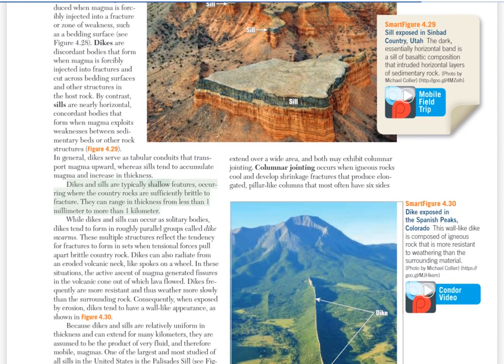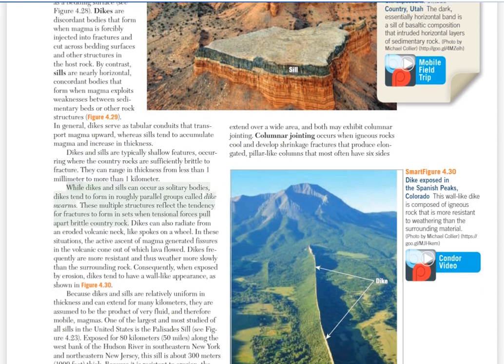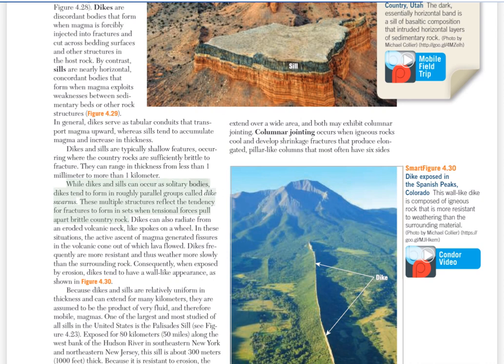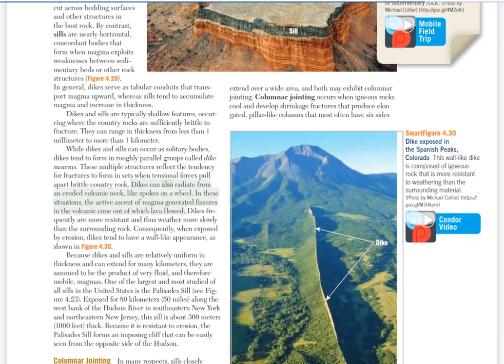Dikes and sills are typically shallow features, occurring where the country rocks are sufficiently brittle to fracture. They can range in thickness from less than 1 mm to more than 1 km. While dikes and sills can occur as solitary bodies, dikes tend to form in roughly parallel groups called dike swarms. These multiple structures reflect the tendency for fractures to form in sets when tensional forces pull apart brittle country rock. Dikes can also radiate from an eroded volcanic neck, like spokes on a wheel. In these situations, the active ascent of magma generated fissures in the volcanic cone out of which lava flowed.